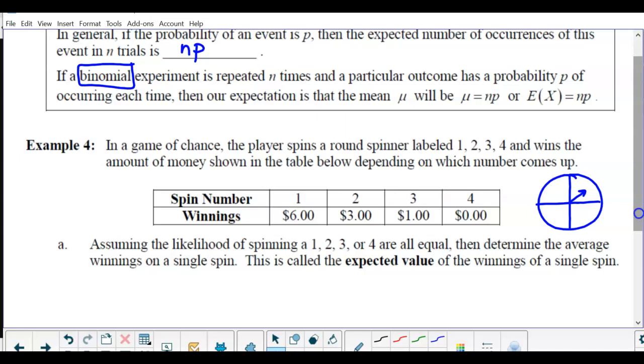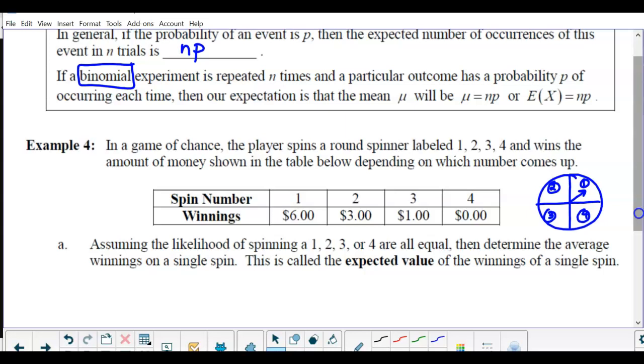So we're assuming a fair spinner. So 4 equal parts. If it lands on spin number 1, you get $6. If it lands on spin number 2, you get $3. Spin part 3, you get $1. On part 4, you get nothing. So it's kind of like a game at Stampede or something like that. Those games at Stampede or any carnival are really hard to win. Okay, they make it. In any case, they might have this rigged a little bit.